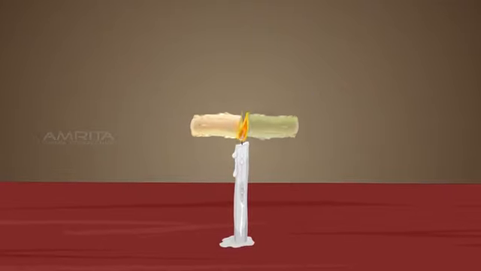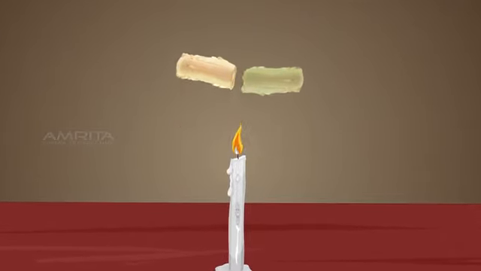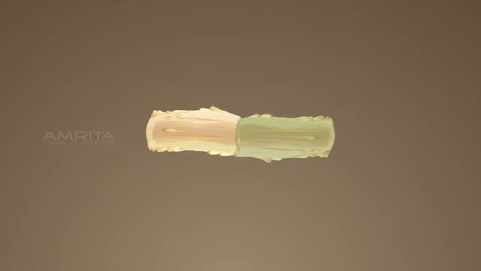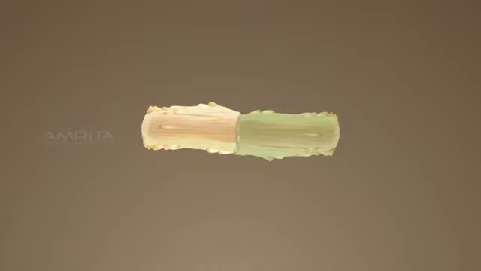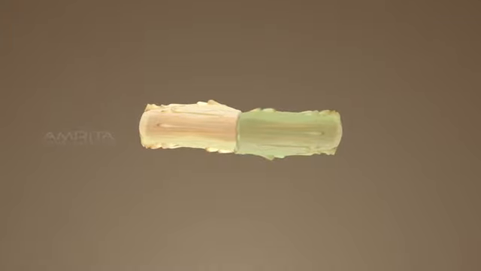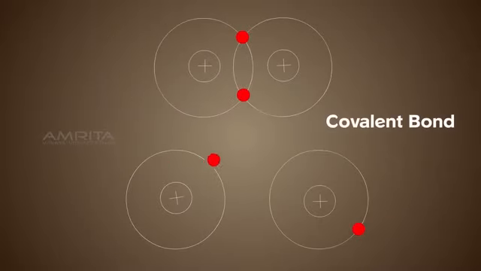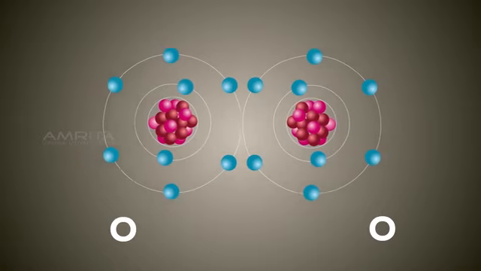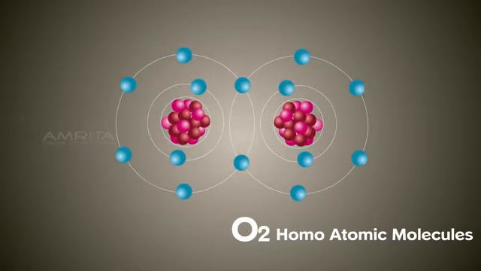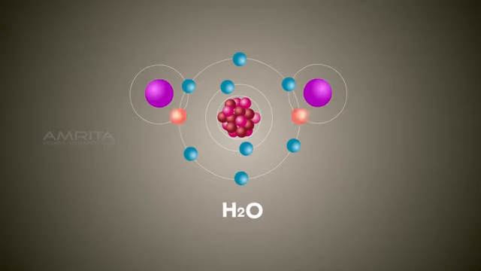For instance, if two pieces of wax are to be joined, they are heated. After heating, the two pieces are pressed together to form a single structure. Here, heat is the chemical factor which is responsible for joining the molecules of wax pieces. There are two main types of bonds, covalent and ionic. If a molecule is made up of atoms of the same element, it is called a homoatomic molecule. If the molecule is made up of atoms of different elements, it is called a heteroatomic molecule.